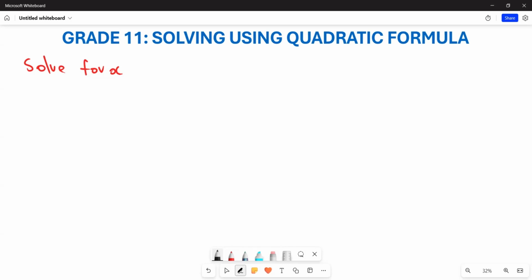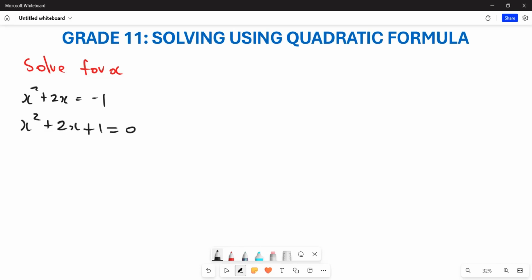Now, let's say I give you some last thing. Let's say you're having x squared plus 2x equals minus 1. Now, how can you go about solving this? This is going to be the same as x squared plus 2x plus 1 equals 0.